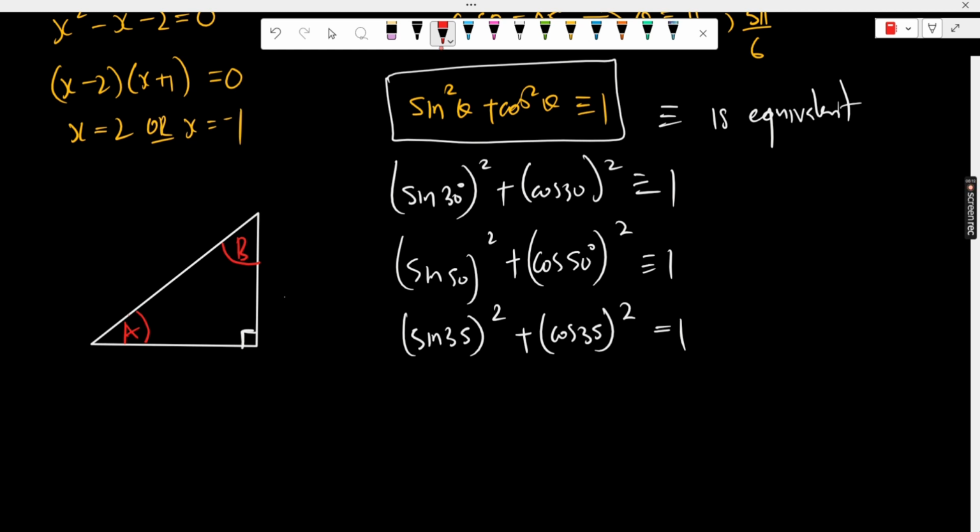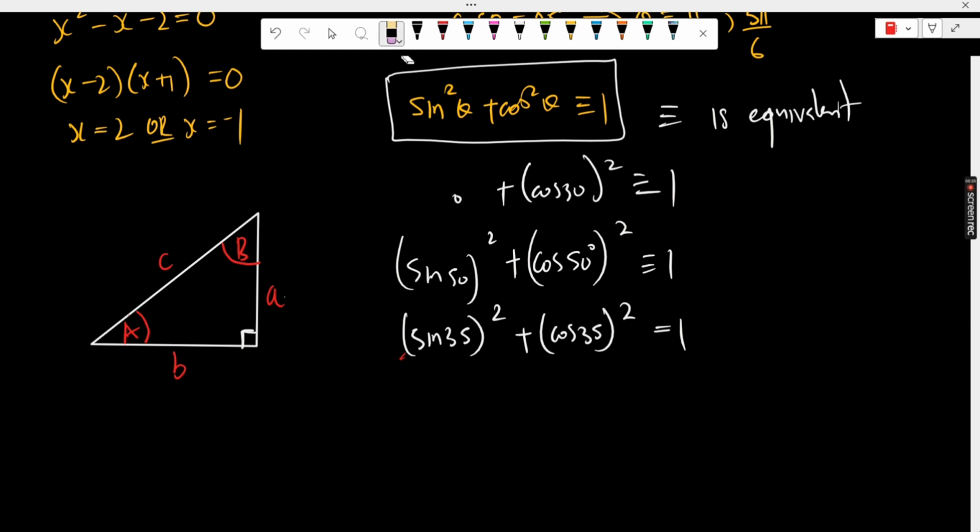So the corresponding sides, I'm going to let be the small letters. So let this be side A, and this, of course, be side B, right? And let my hypotenuse be C. So let's focus on angle A.